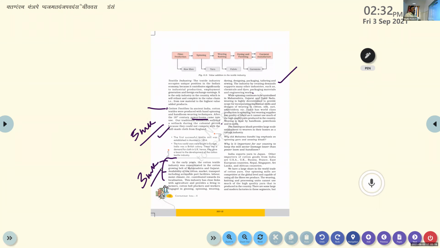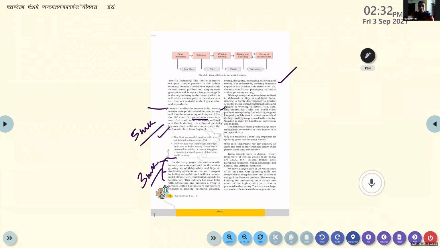At the same time, spinning is centralized in the states of Maharashtra, Gujarat, and Tamil Nadu, but weaving is decentralized to provide scope for incorporating traditional skills and designs of weaving in cotton, silk, zari, embroidery, etc. So different activities are related with cotton textile production. Any idea? Weaving of cotton, making designer zaris, embroidery, cotton works.